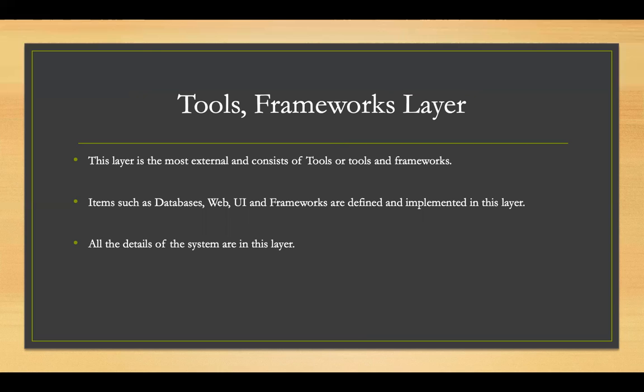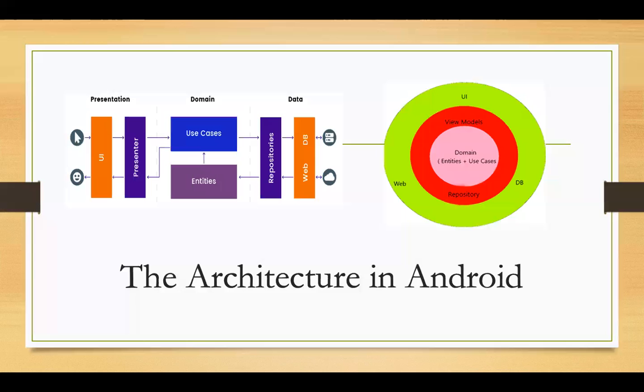Now let's talk about how this architecture is implemented in Android. If you look at the right-hand side diagram, the innermost circle consists of domain, which comprises the entities and use cases from the clean architecture. Then outside that come the view models and repository. Presenters also come in this layer. And the outermost layer consists of UI, DB, and web.